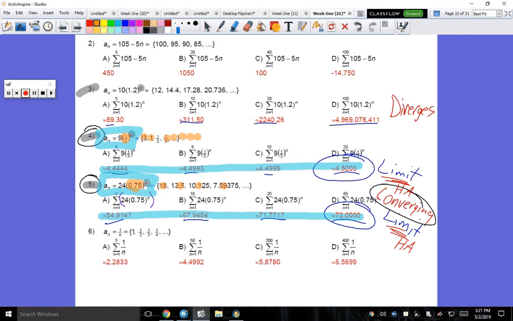But number 3 diverges. And why does number 3 diverge, guys? Because r is bigger than 1. It's out of control. It's a vertical stretch. It's going to go without bound. Okay? Alright. So, what property of geometric series can be used to determine convergence and divergence? If r is less than 1, the series will converge. If r is greater than 1, the series will diverge.